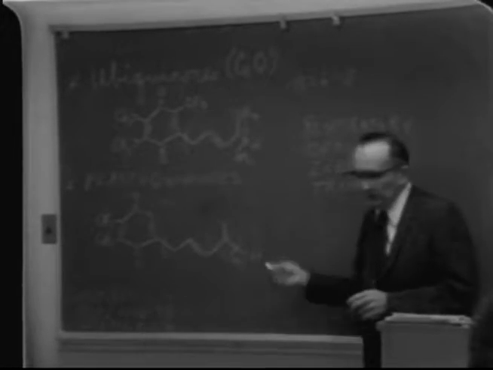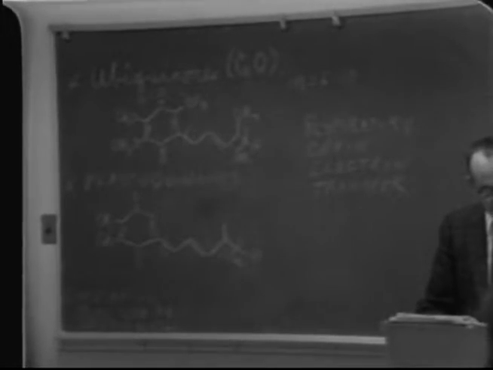The plastoquinones are less widely distributed, being related to the chloroplasts in the green plant, but the green plant also has the ubiquinones. So these should be mentioned.